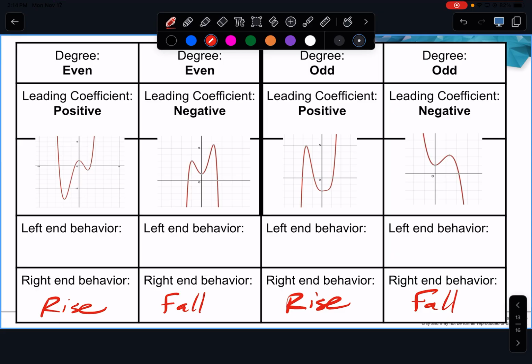If it's even, it does the same thing as the other end, as the right end. So this one is even degree. So if the right end is rise, that means the left end is rise. On the next one, it says it's even. Our right end was fall, so our left end has to be fall. On the next one, it says it's odd, so it does opposite. Odd makes it go opposite. So if our right end was rise, our left end has to be fall. And then odd, fall, so it has to be rise.